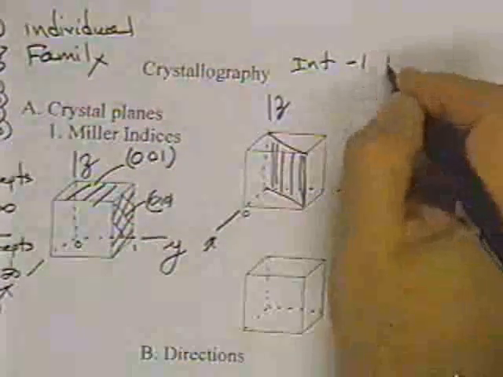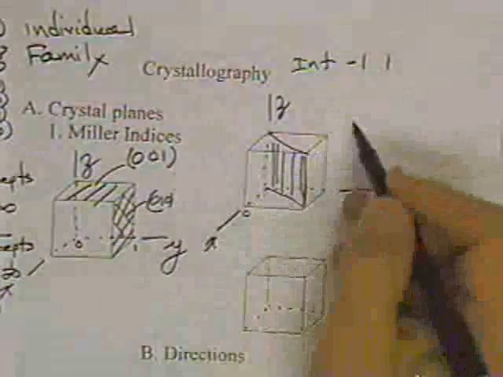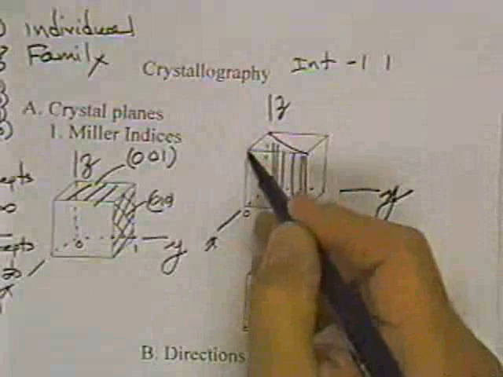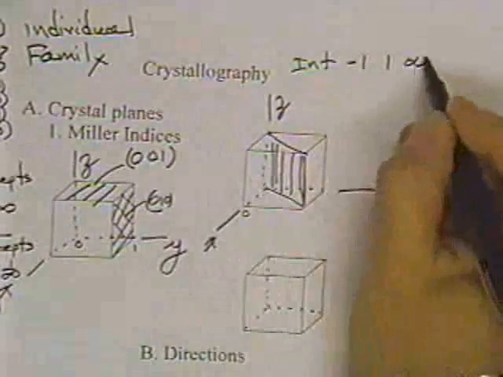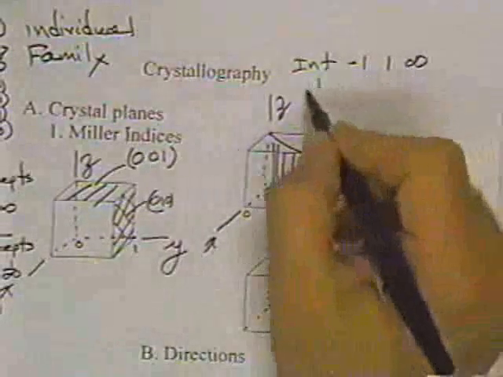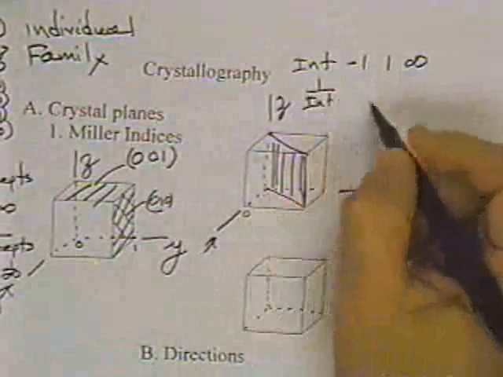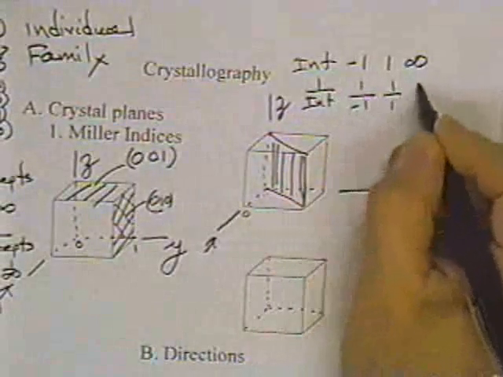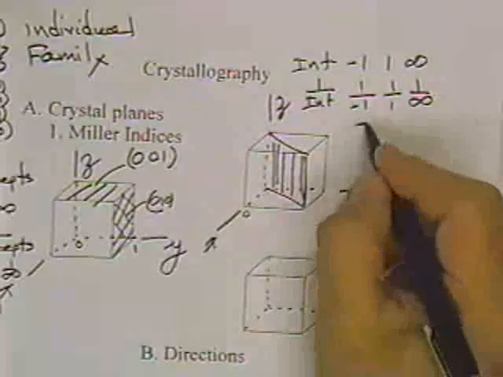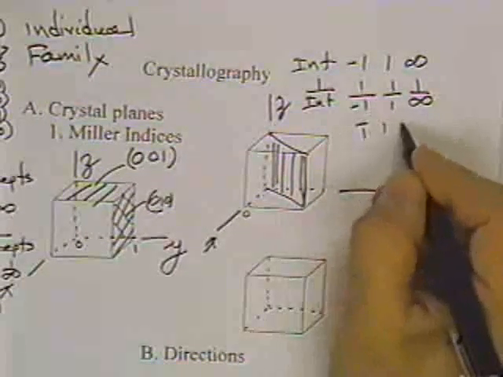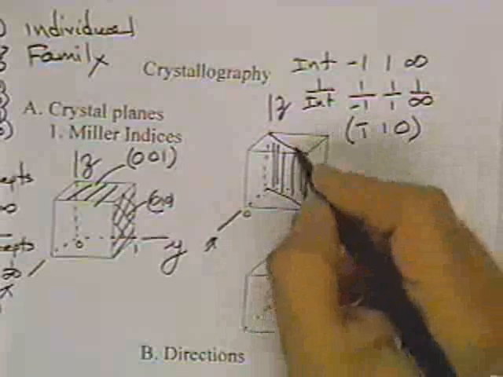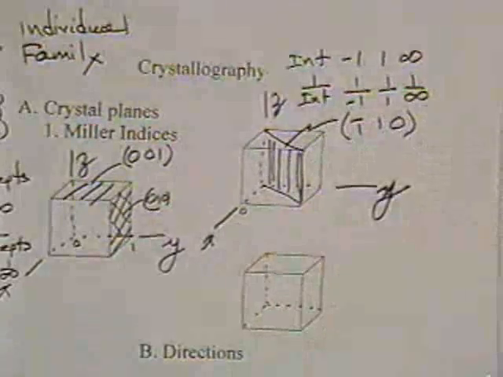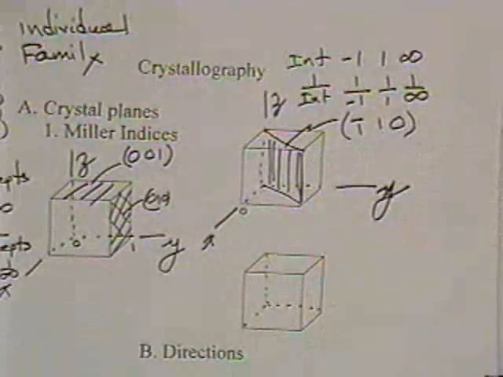Sorry, we don't need 2 x's. -1, 1. Now the origin's out here, it's going to be parallel to z again, so it's going to be infinity. So we want to take 1 over the intercepts, so that's going to be 1 over -1, 1 over 1, 1 over infinity, and that's called bar 1, 1, 0. So this plane would be the (bar 1 1 0) plane.